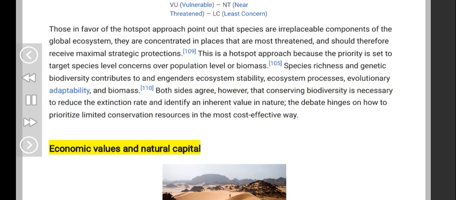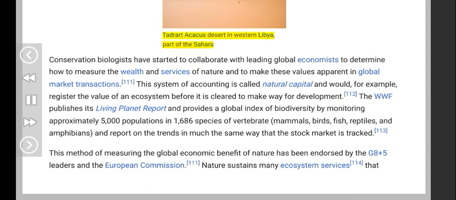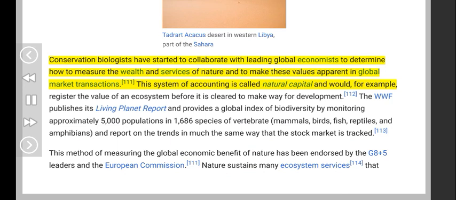Economic values and natural capital. Tadrart Acacus desert in western Libya, part of the Sahara. Conservation biologists have started to collaborate with leading global economists to determine how to measure the wealth and services of nature and to make these values apparent in global market transactions. This system of accounting is called natural capital and would, for example, register the value of an ecosystem before it is cleared to make way for development.